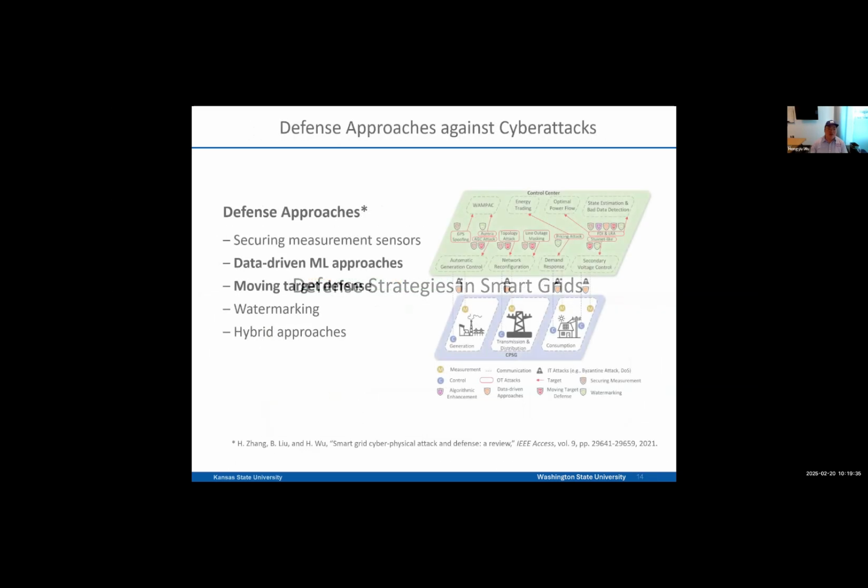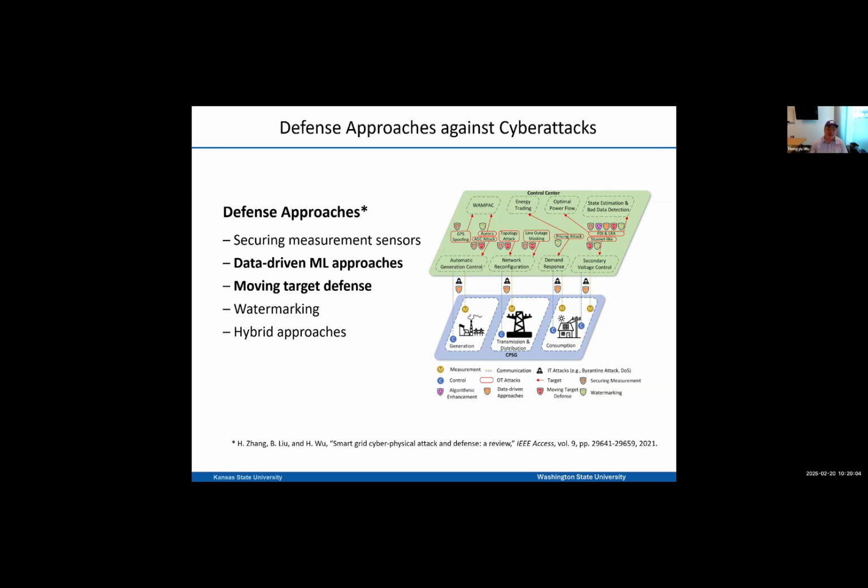Next, I want to briefly talk about the cyber defense approaches. In our previous work, we briefly divided the defense approaches into the following categories. The first one is securing measurement sensors. This can incorporate tamper-resistant hardware to prevent unauthorized access, end-to-end encryption to protect data transmission, or data integrity measures like digital signatures and hash functions to ensure authentication and prevent manipulation.